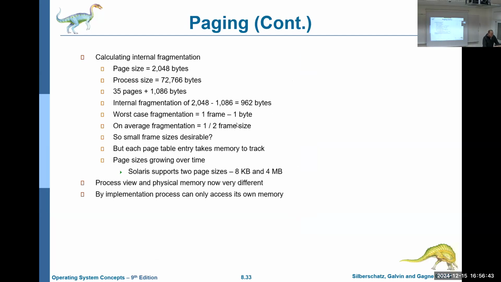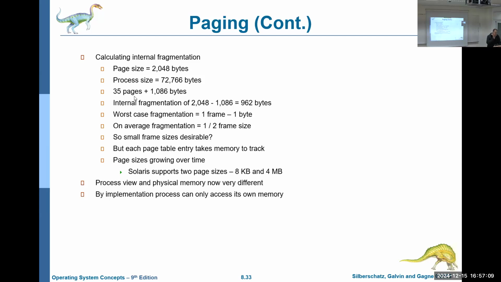Okay. So here's some nice examples. I like these numbers ones because this is like the overlap between this class and computer architecture. Calculating internal fragmentation. Let's say the page size is 2 kilobytes. Process size is 76 kilobytes, approximately. So how many pages will I need?